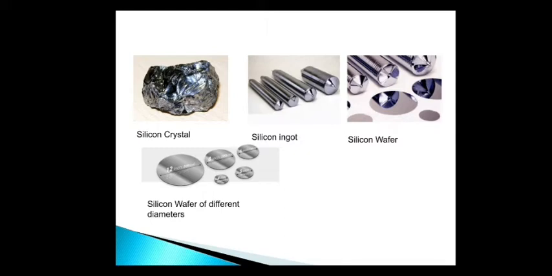Figure 3 shows a silicon wafer. It is a thin slice made from the ingot. It depends upon many factors including size, quality, and specification. Figure 4 shows different diameters of silicon wafer. It can be from 12-inch to 4-inch as shown in the figure.